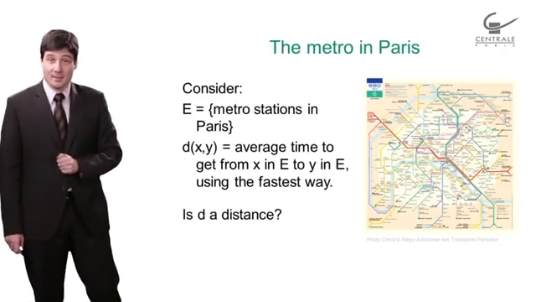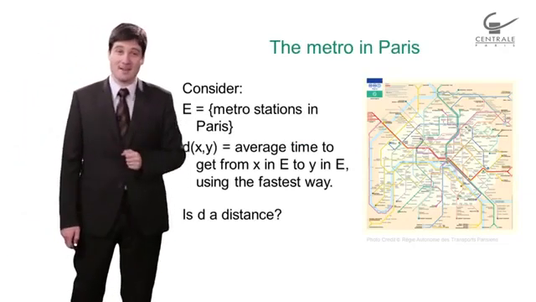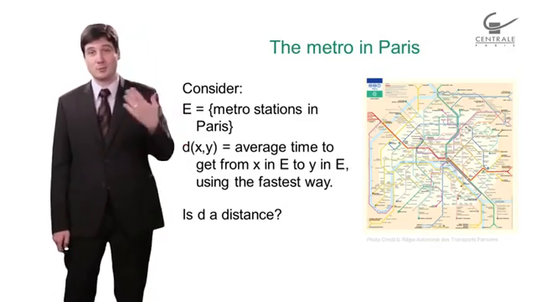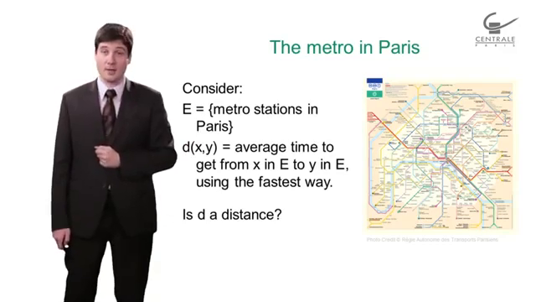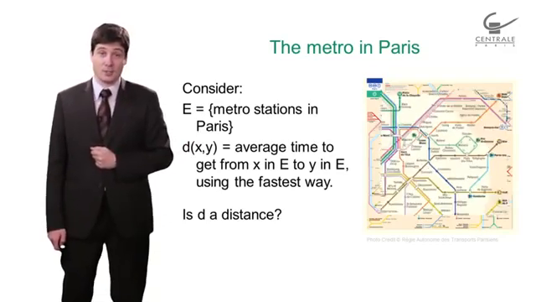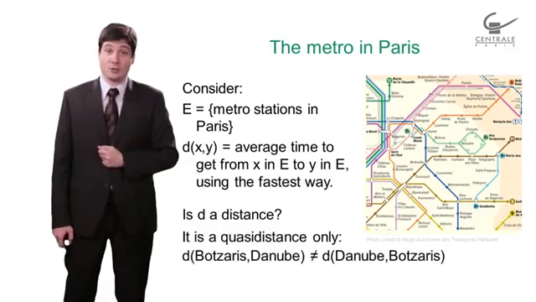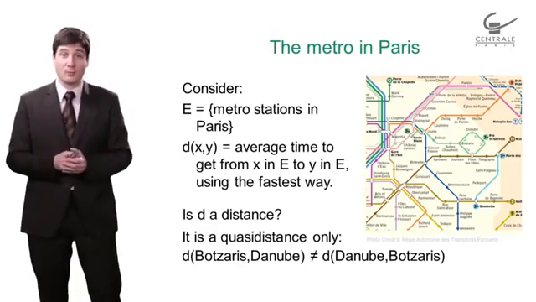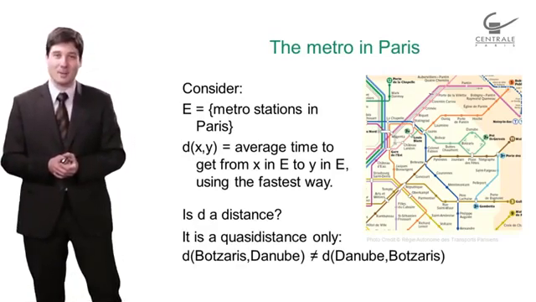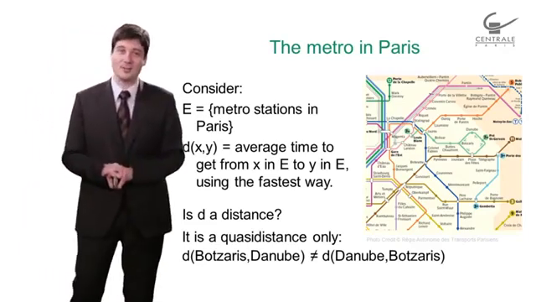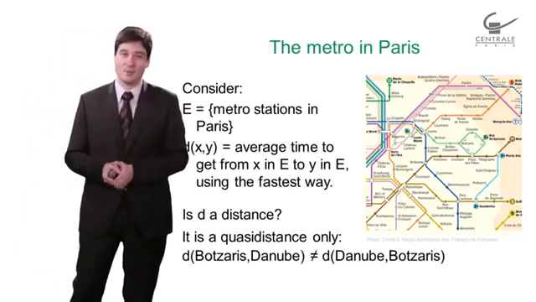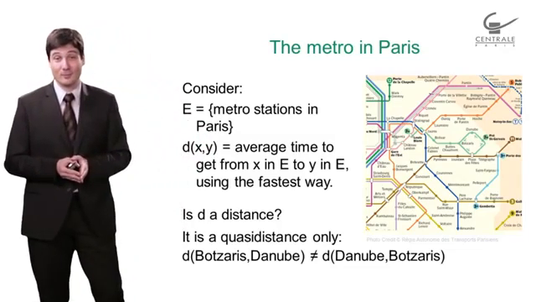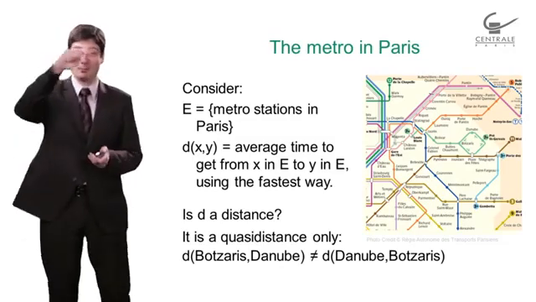Now, if we were in Paris, the situation would be slightly different, actually. We could take all the metro stations in Paris and the average time to get from one metro station to another one, using the fastest way. D would not be a distance function simply because it is not true that the distance from x to y is the same as the distance from y to x. There are some loops in the metro system in Paris. And for instance, if you come here in the beautiful City of Lights, you will see that the distance from Bobigny to Danube on this line is actually different from the distance from Danube to Bobigny because you have to go in one direction only.